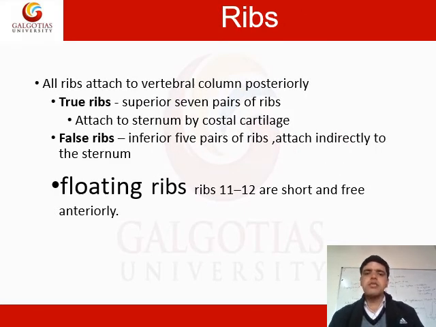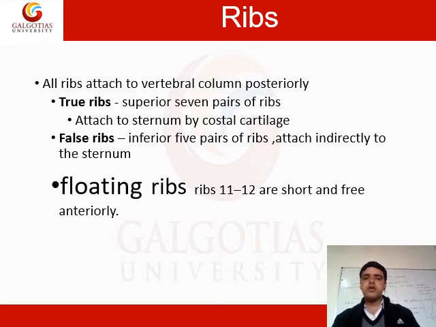The ribs form the lateral wall of the thoracic cage. There are 12 pairs of ribs in each human body. All the ribs are attached to the vertebral column posteriorly, that is, the thoracic vertebrae provide the attachment area where the ribs attach. The ribs can further be divided into three categories: true ribs, false ribs and floating ribs.